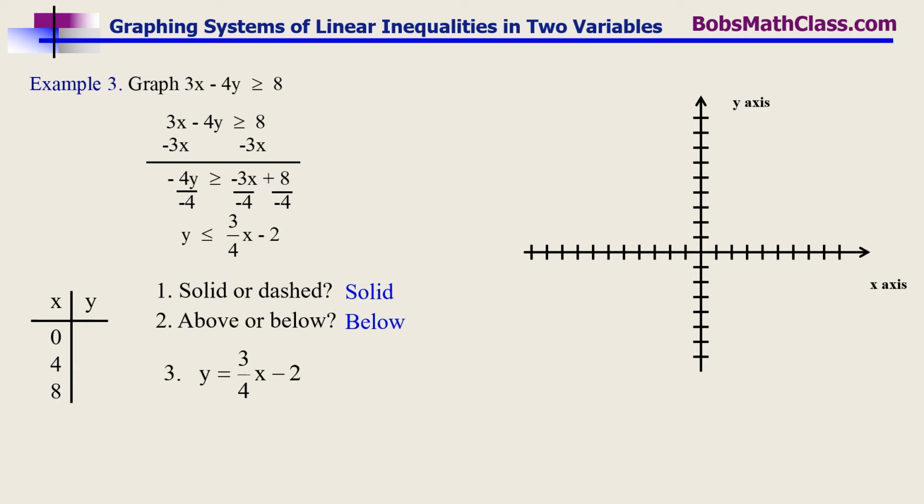Use some paper to work it out, or use your calculator if you can. So you should get negative 2, 1, and 4. Okay, plot your points. Again, draw your line through the points. Make sure it's solid this time. And then we're going to shade below the line. And we're all done.